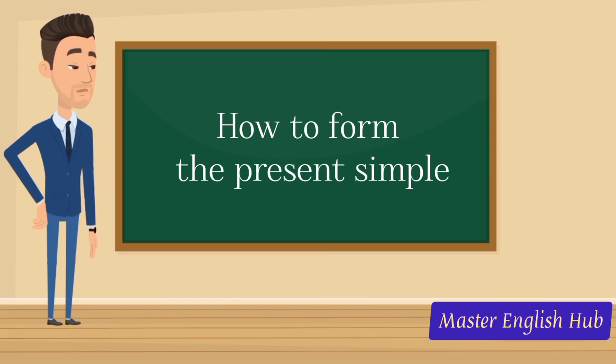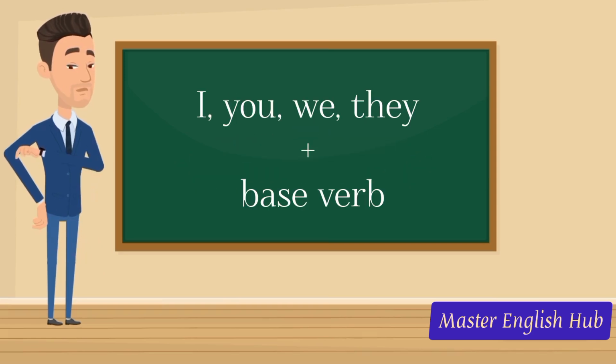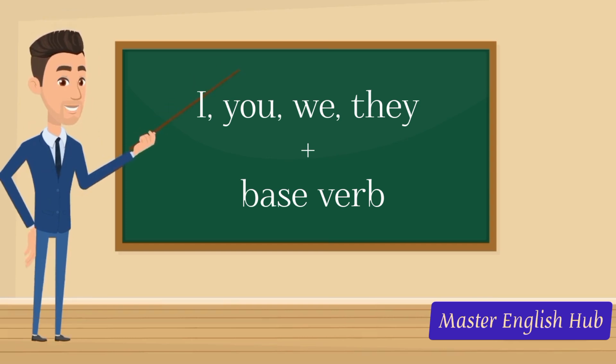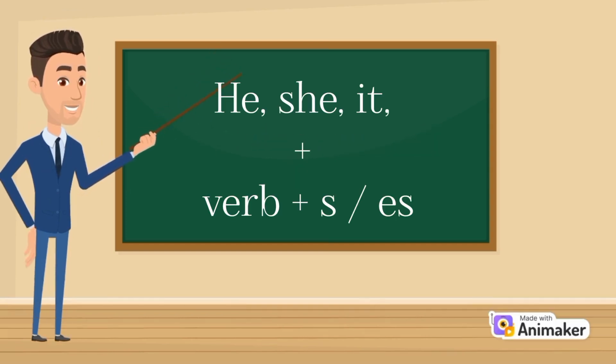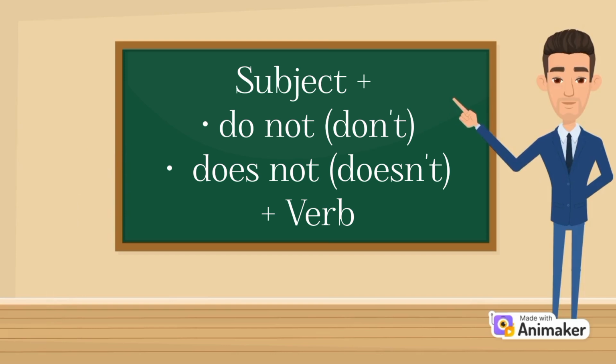How to form the present simple? Affirmative: I, you, we, they, plus base verb. I play football. He, she, it, plus verb plus s/es. She plays football. Negative: subject plus do not (don't) or does not (doesn't), plus verb.